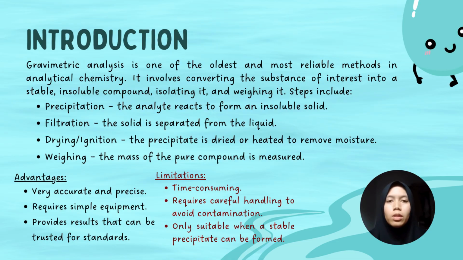The advantage of gravimetric analysis is that it is very accurate and precise, requires simple equipment, and provides results that can be trusted for standards. Other than that, the limitations are that it is time consuming and requires careful handling to avoid contamination. Lastly, it is only suitable when a stable precipitate can be formed.